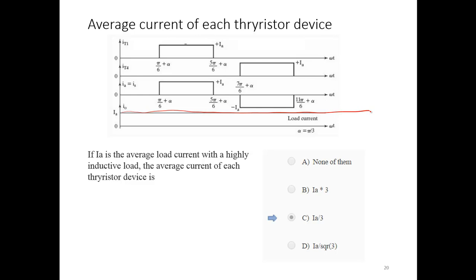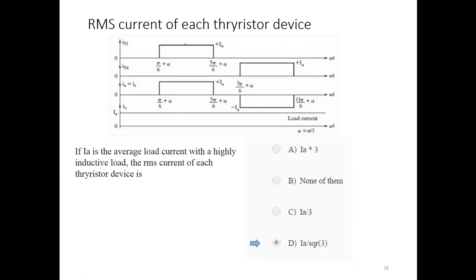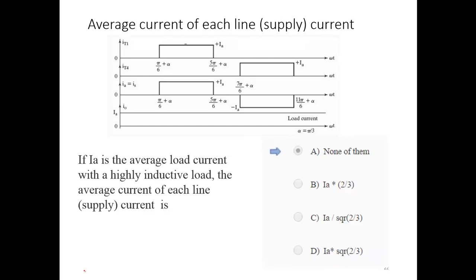On the top, if you look at the 135, there are 3 of them. That means this current must be shared by 3 of them. This would be 1/3. And then look, the RMS value of this, there will be 3 of them, but the RMS value will be divided by the square root of 3. Then the average current of the line supply voltage will be equal to the line.